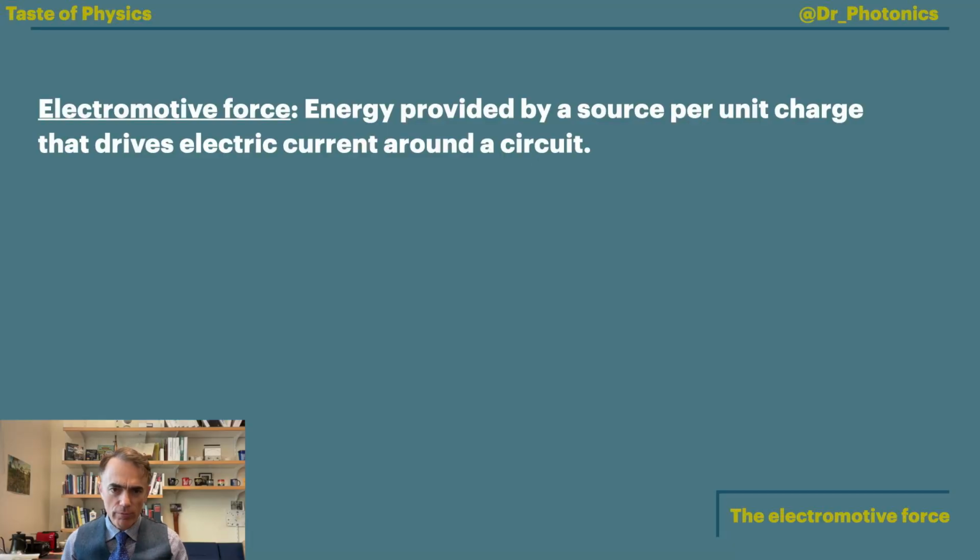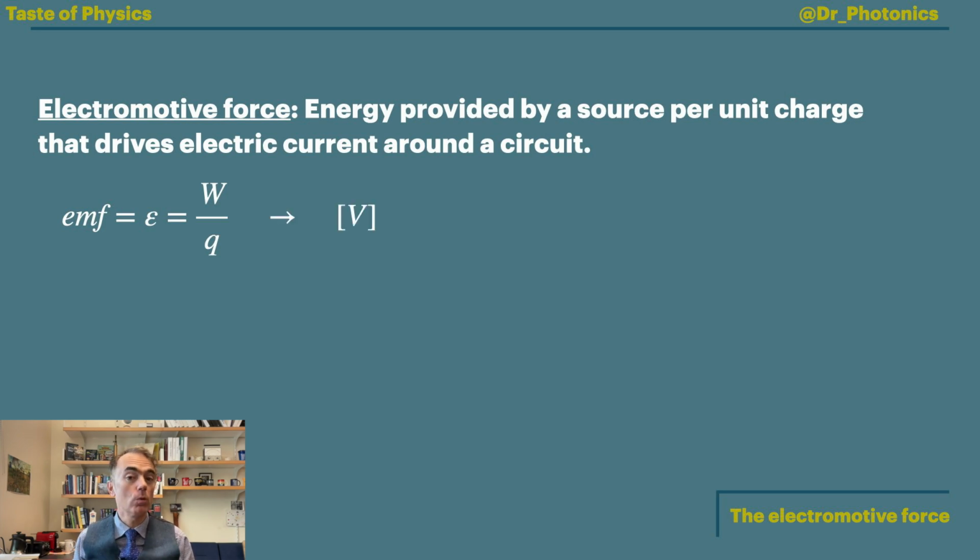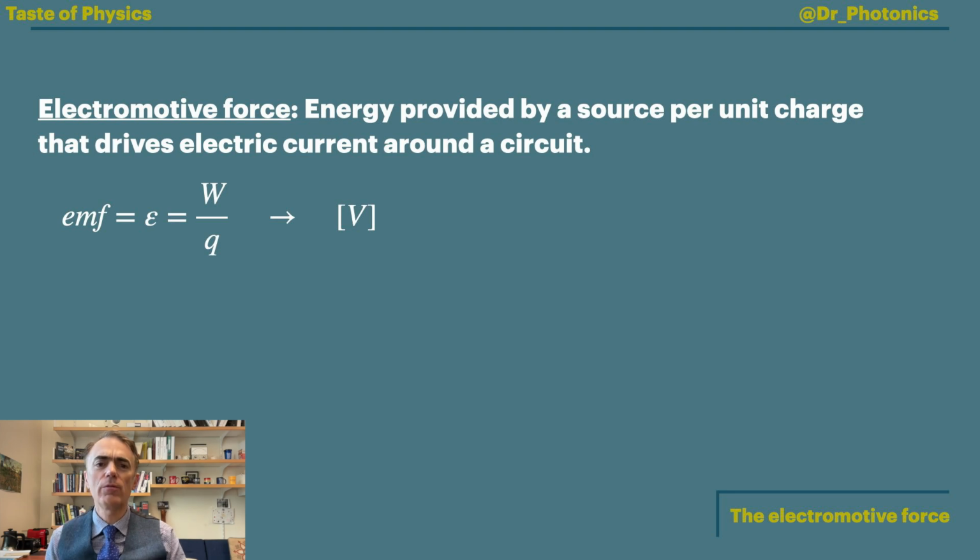Let's start with the definition. Electromotive force, or EMF, is the energy provided by a source per unit charge that drives electric current around the circuit. Despite its name, it's not actually a force, but a potential difference measured in volts. EMF can be thought of as the push that moves charges through the circuit. As mentioned, the unit for EMF is the volt, where 1 volt equals 1 joule per coulomb.